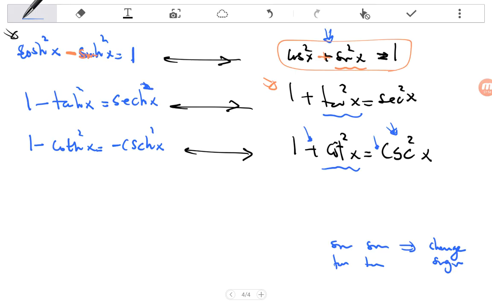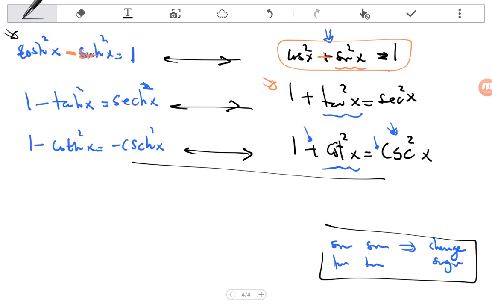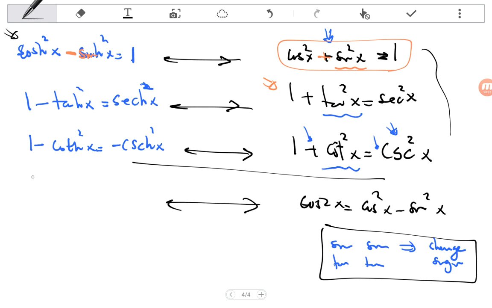Okay? And so on for every rule that you have learned in trigonometric functions. This basic rule applies for any rule that you have learned in trigonometric functions. Double angle relations, for example: you have just learned that cosine 2x is just cosine squared x minus sine squared x. What would be the analogous rule for that one?